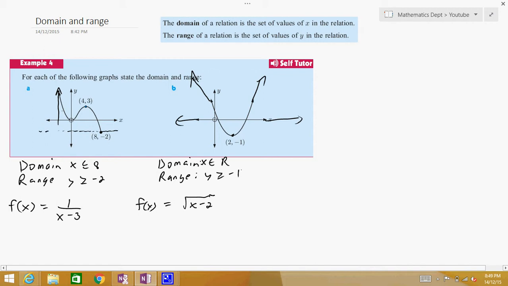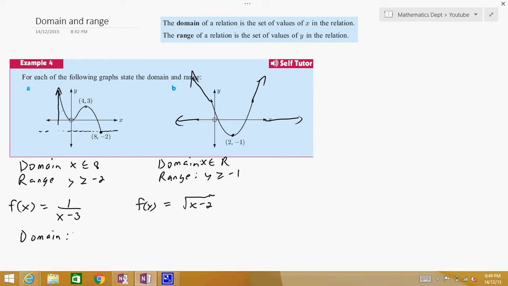Similarly, they can give you a question instead of a graph. They could give you a function. For instance, f of x equals 1 over x minus 3. Your domain for this one, well, you have to think, what x values are possible? Could I put x equals 2? Sure. 1 over 2 minus 3, it's fine.